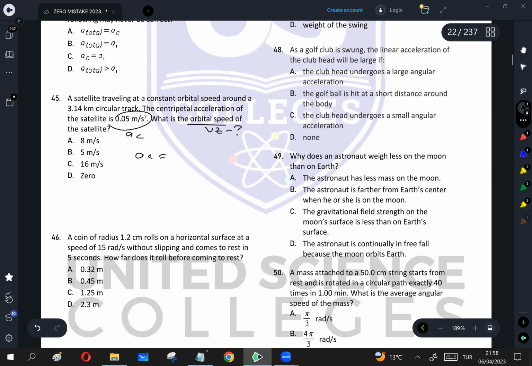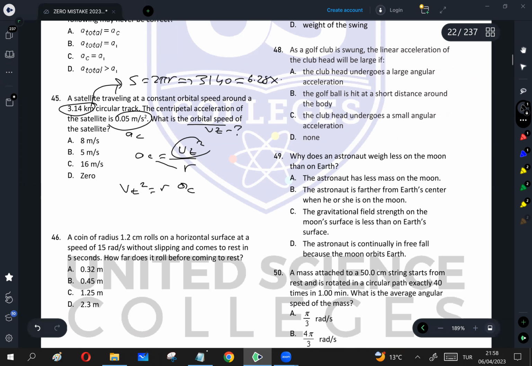AC is equal to VT squared over R. If I want to calculate VT, cross multiplying, VT squared is equal to R times AC. AC is given, but R must be calculated. This is not R, this is the circumference. Circumference is equal to 2 pi R. This is kilometer multiplied by 1,000, 3,140 meters, 2 pi is 6.28.